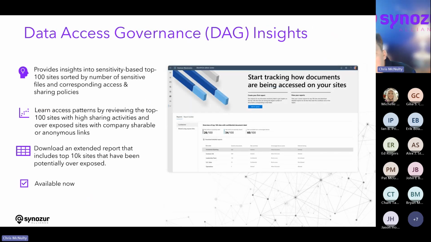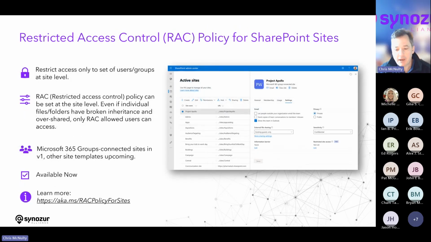The second is data access governance. With this, you can look at what the top sites are with sensitive information based on where they live, how much things are being shared, what those access policies are, and being able to find what parts of your organizational information might be overexposed. And then there are policy tools you can use based on what you're seeing out there. And then restricted access controls allow you to lock down security on some of those sites based on the determinations that you have all along.